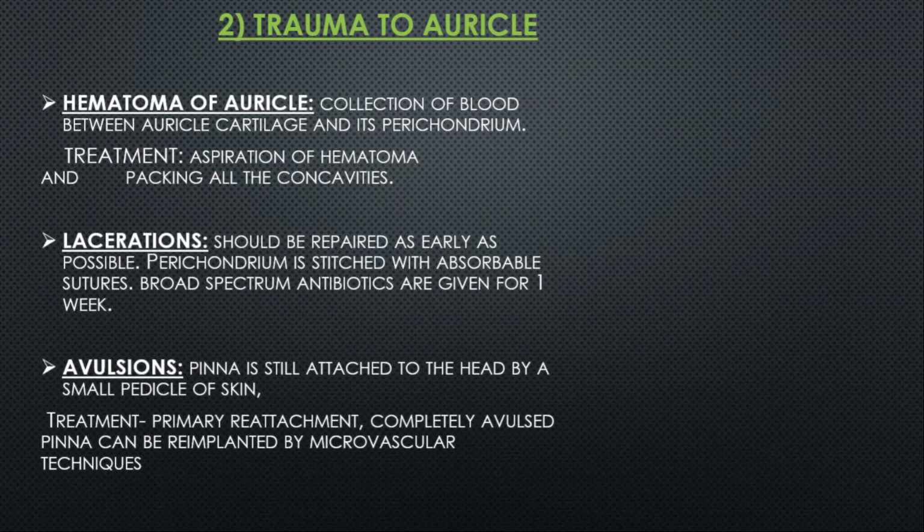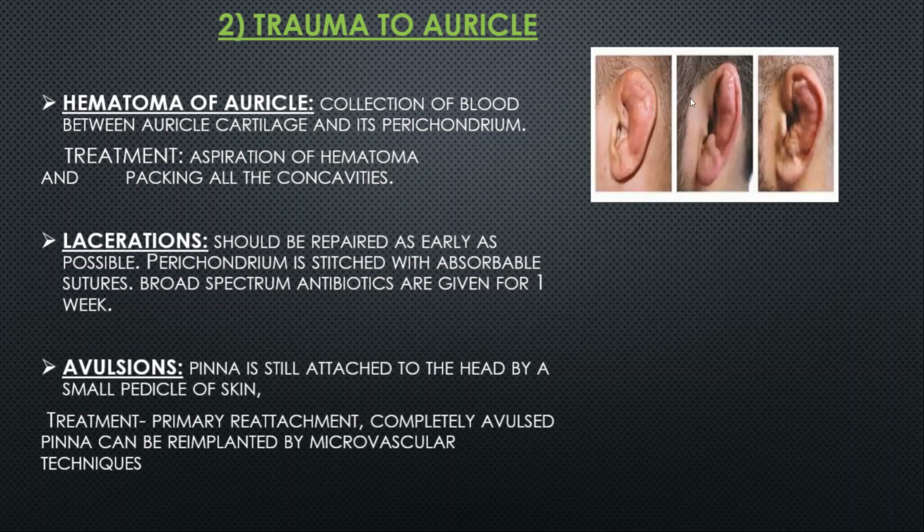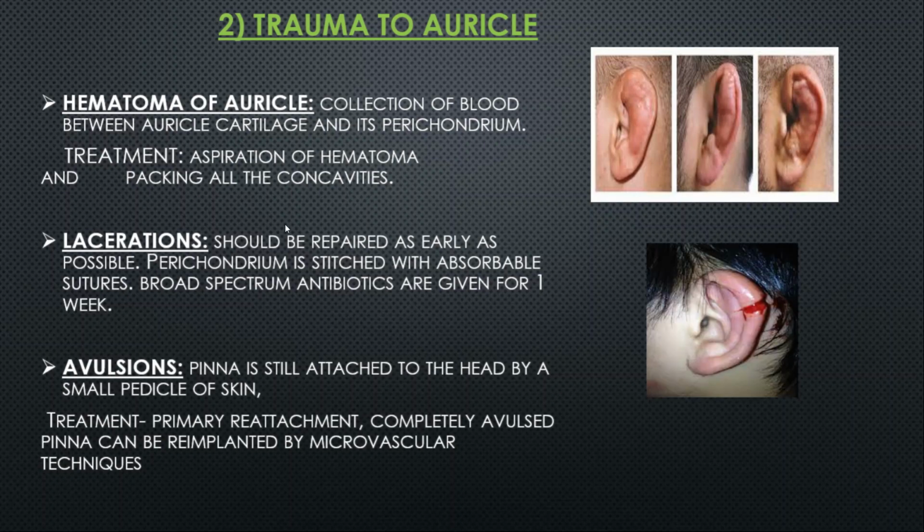Trauma to the auricle. First is hematoma of the auricle, which is collection of blood between auricle cartilage and its perichondrium. Treatment is by aspiration of the hematoma and packing all the concavities. Lacerations, this should be repaired as early as possible. Perichondrium is stitched with absorbable sutures and broad spectrum antibiotics are given for 1 week.